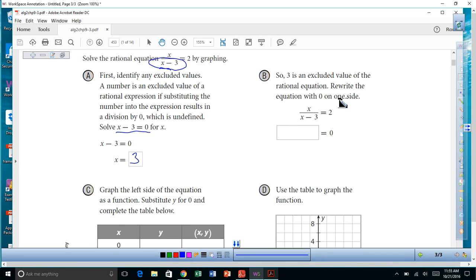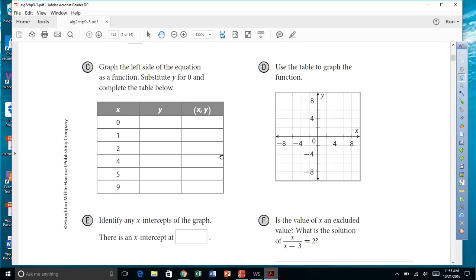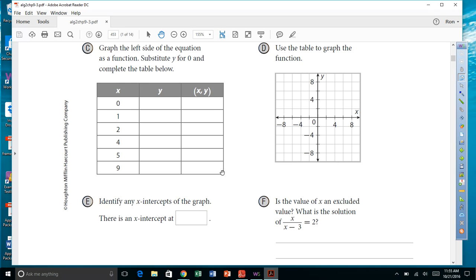Rewrite the equation with 0 on one side. So basically we're going to subtract 2 from both sides and we get x divided by x minus 3 minus 2 equals 0. Graph the left side of the equation as a function. Substitute y for 0 and complete the table below.